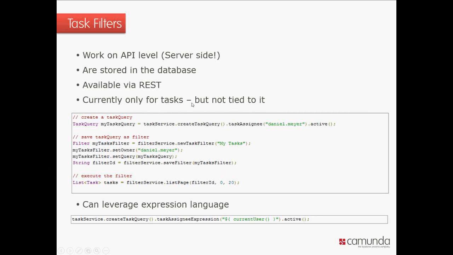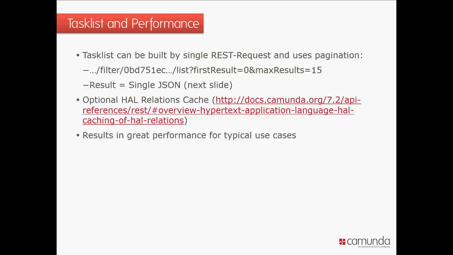Okay, and you can use that from an API point of view as well. We're currently using that only in the task list for tasks, but it's not tied to task queries. So we're planning to use that in maybe Cockpit for instance queries later on. Or you might want to leverage that if you have requirements like you want to do a bulk complete of 20 tasks according to a filter, these kind of things. Okay, so these are task filters.